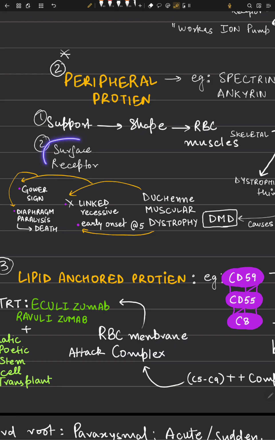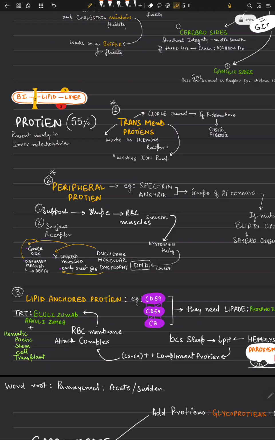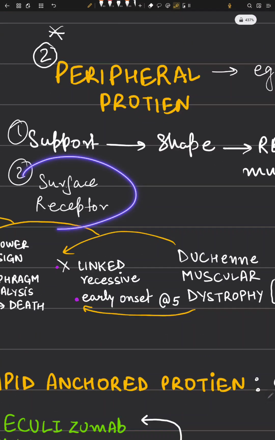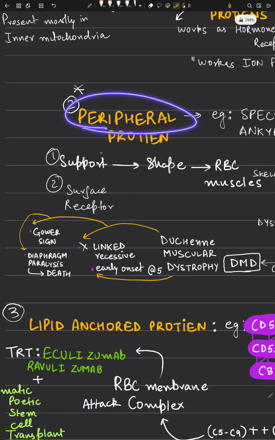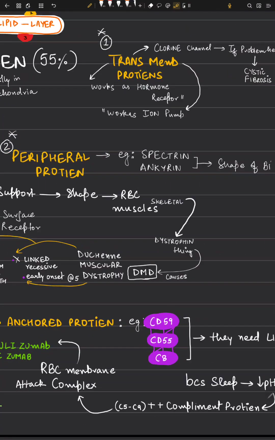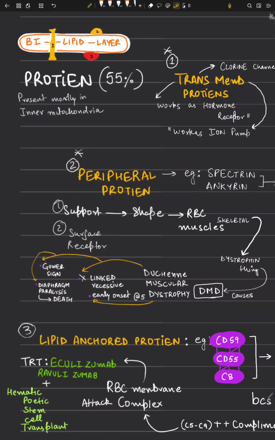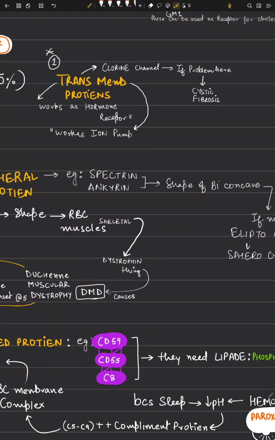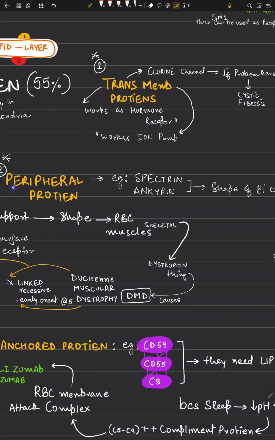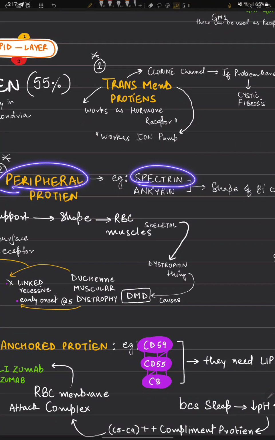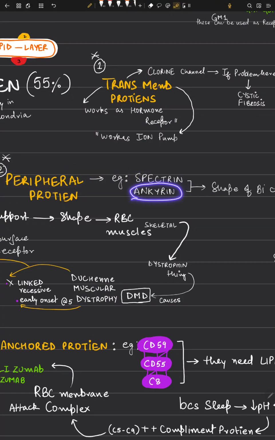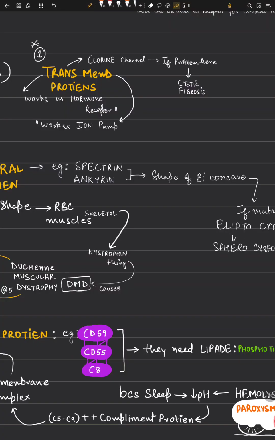Another function is that they work as surface receptors. They work as surface receptors because they're on the periphery, on the outside, so they can detect any sort of hormones or anything. Okay, examples of peripheral proteins: spectrin and ankyrin. They are very important. They are really important for the shape of the RBC, the biconcave shape.